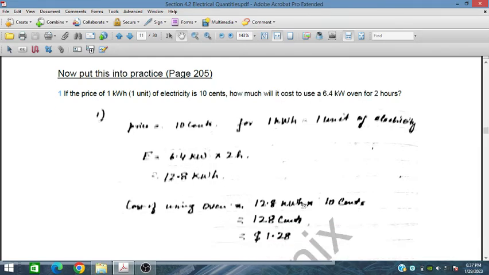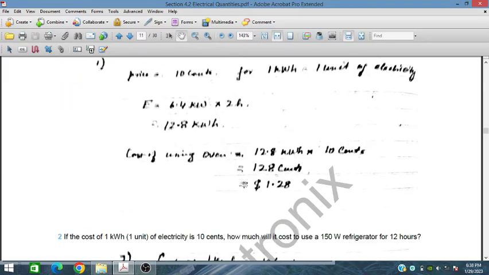So we will multiply this per unit, 10 cents per kilowatt hour. So we have 128 cents. Dividing 128 cents by 100, we have 1.28. So $1.28 is the cost for operating this oven for 2 hours.